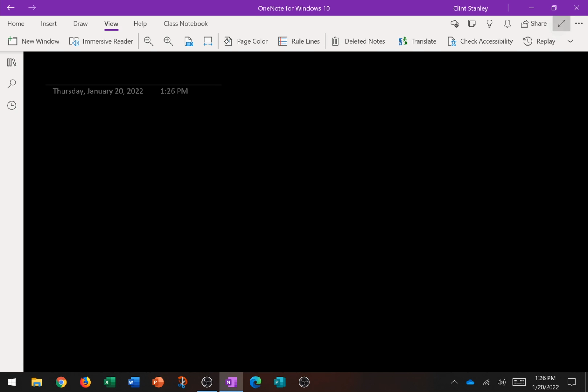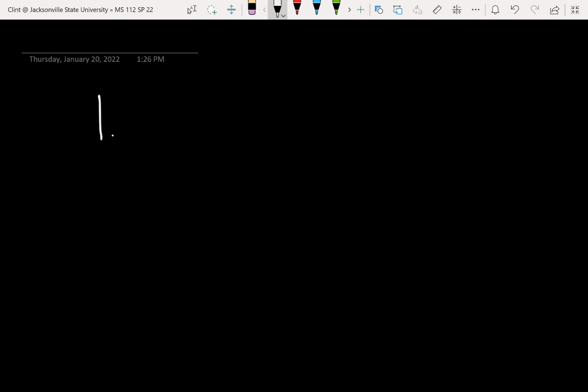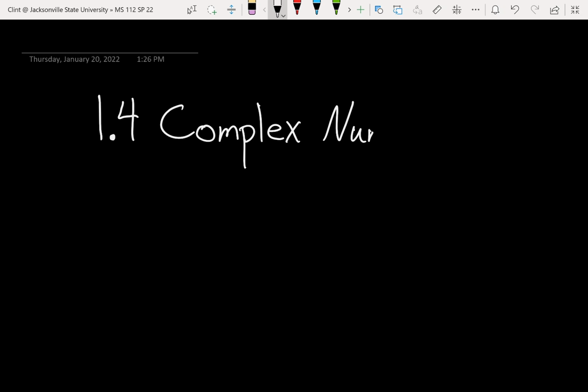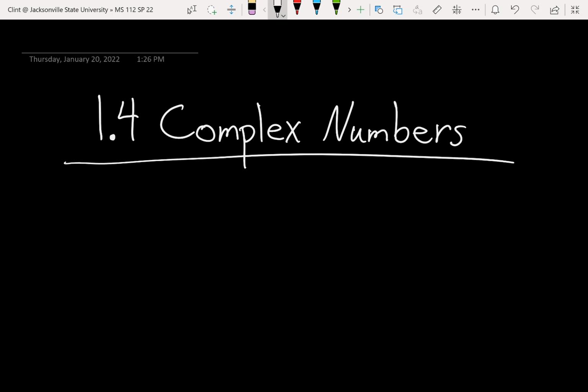The next section I want us to work on is section 1.4. Section 1.4 deals with complex numbers. This is really the first section where I don't expect you to know any of this. You may know some of it. You may know all of it. Depends on how good your high school math was.